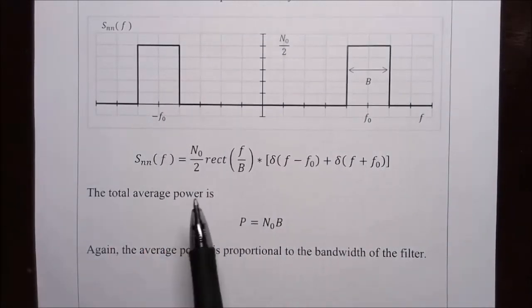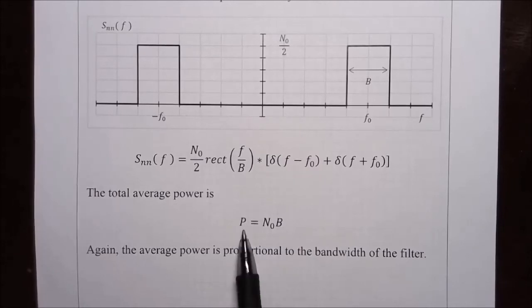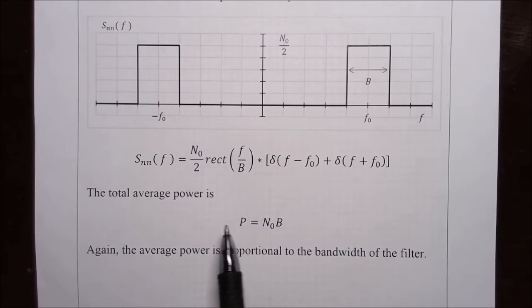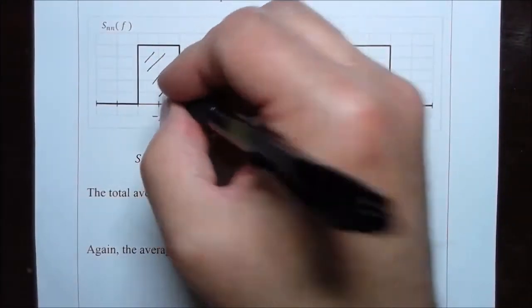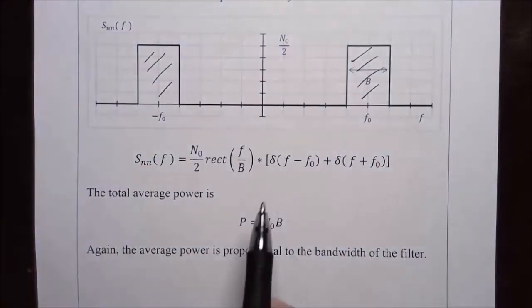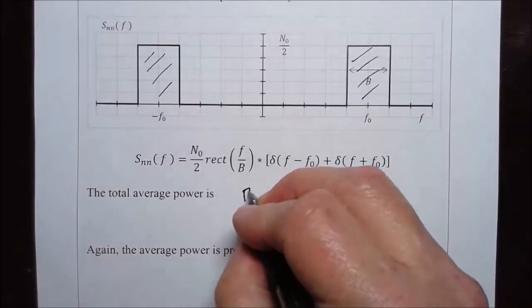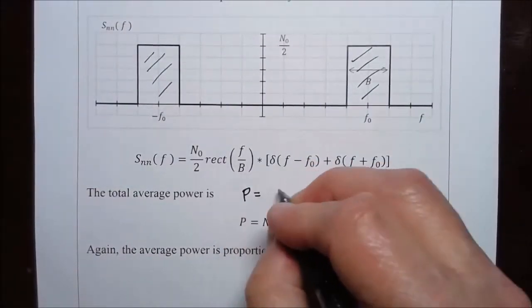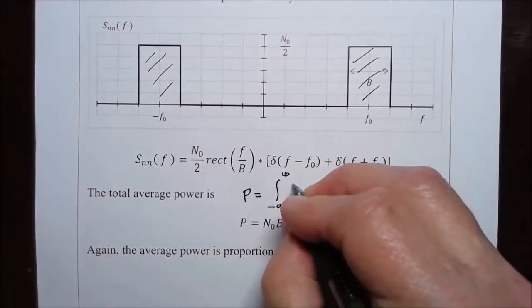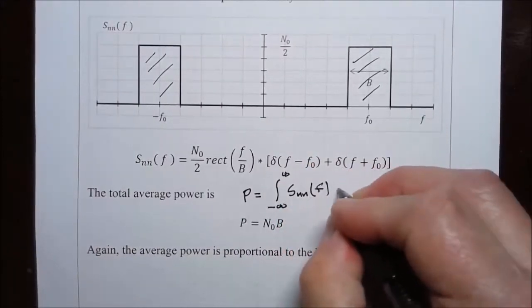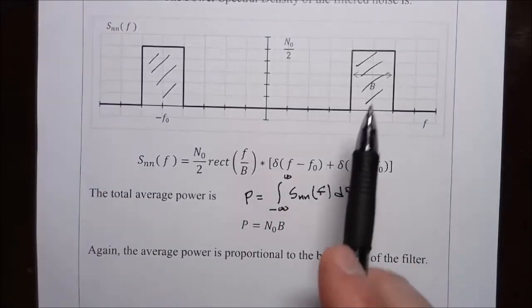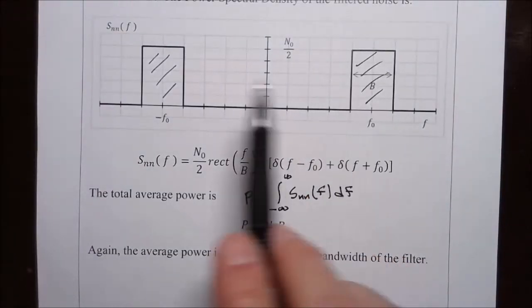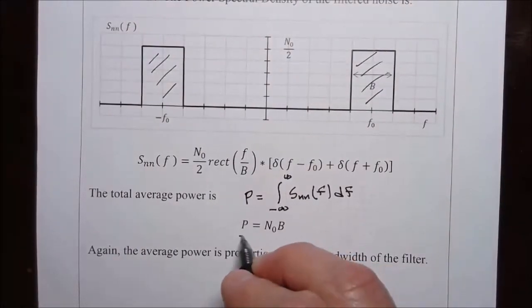And then the total power is shown here with the variable p. I need to keep my variables straight, I suppose. I used an n on the previous page, but here the average power is p, and it's going to be the total area underneath these two rectangle shapes. The power is the integral from minus infinity to plus infinity of the power spectral density of the noise with respect to f, and so it's simply the total area. Each of these is n0 over 2 times b. When you add the two together, you get a total power of n0 times b.